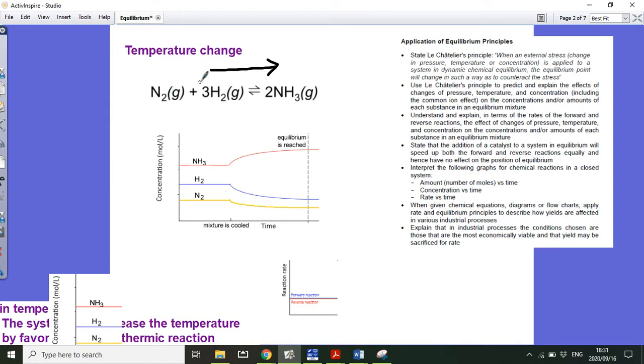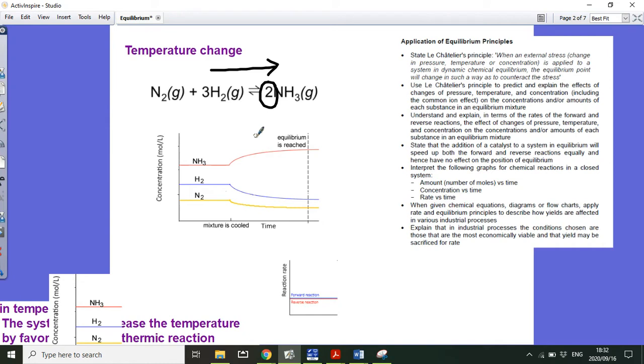Then these are used up, so therefore they are decreasing. You should try and do it in the ratios. So if you're forming 2 of these, so if this one goes up by 2 units, the H2 should go down by 3 units, and the N2 should go down by 1 unit. And you can see the diagram did try and kind of get that right.